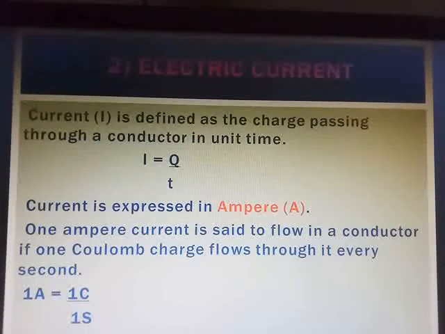Now, why the unit ampere? Because the French mathematician and scientist Andre Ampere conducted a number of experiments on electricity. Today, whatever we are measuring the current flowing in a conductor is only because of his work, and hence the unit of current is called ampere in recognition of his work. So see, the different units are given in accordance to the work done by that particular scientist.